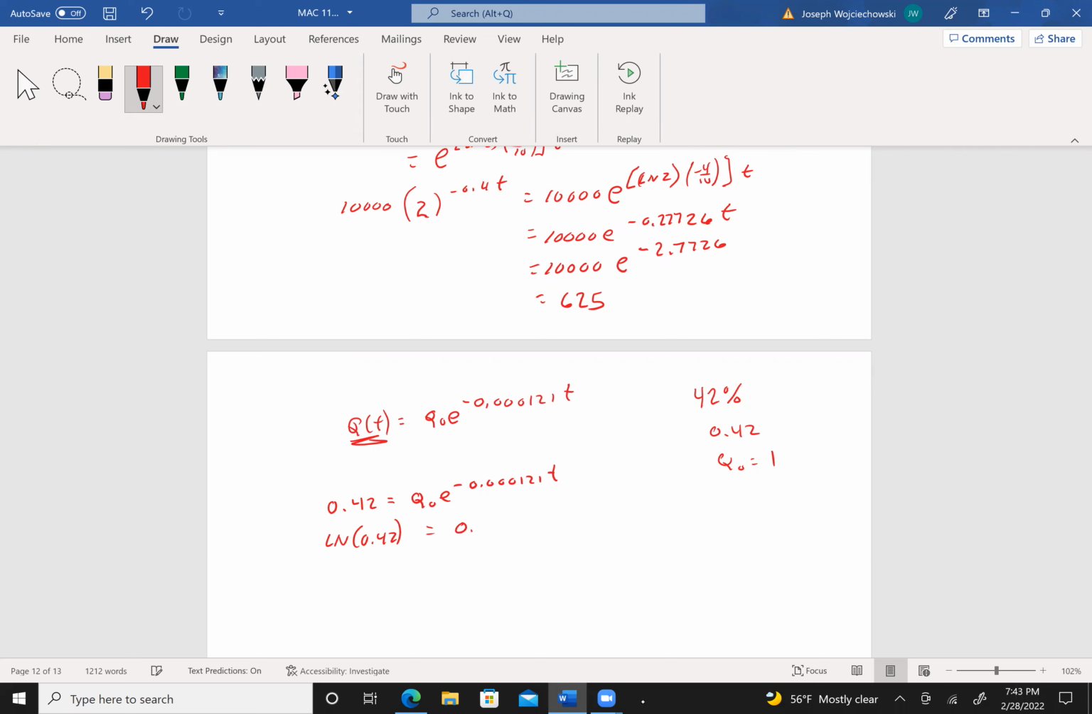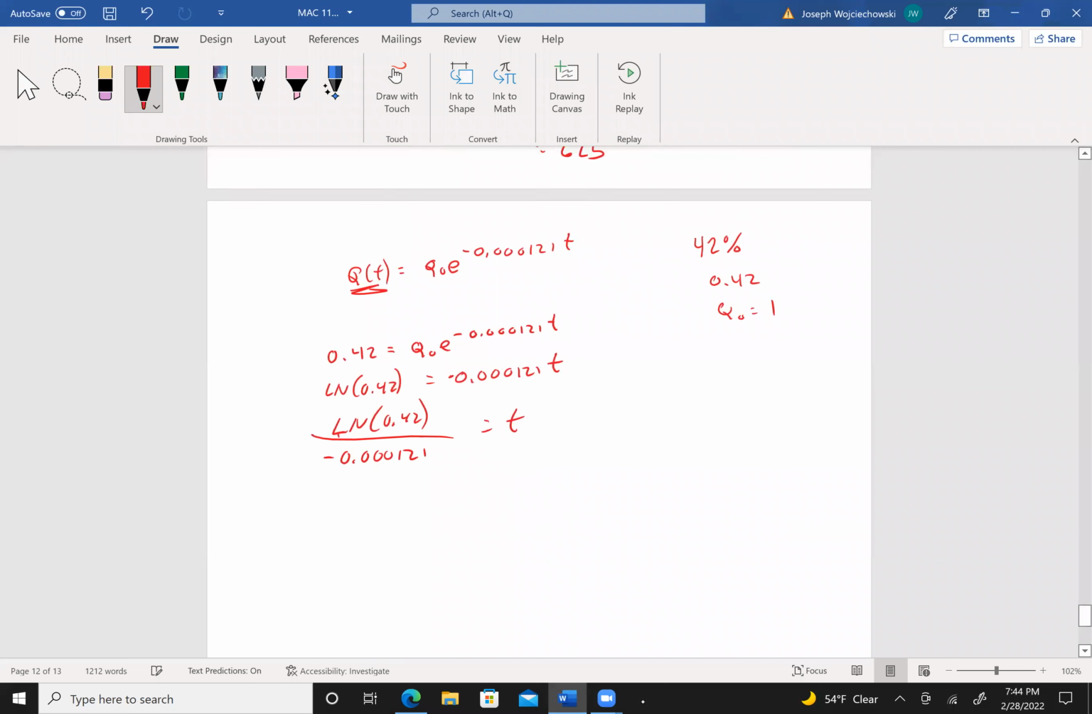So this is simply negative 0.000121t. So I divide by negative 0.000121, and that's going to give me t. I guess I should have rewrote that. So let's do it. So I'm going to end up with the natural log of 0.42 divided by negative 0.000121 equals t. Okay?